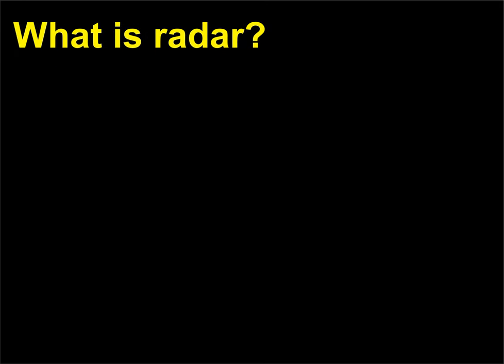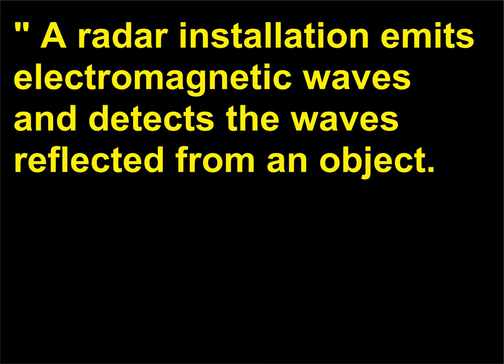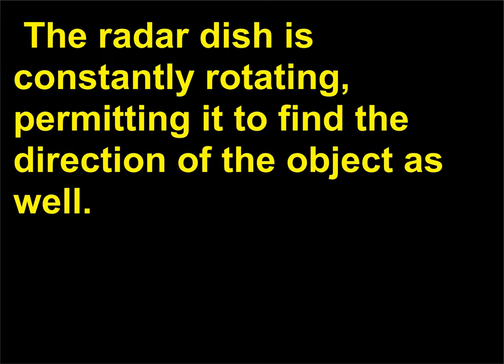What is radar? Radar is an acronym for radio detection and ranging. A radar installation emits electromagnetic waves and detects the waves reflected from an object. It measures the time for the echo to return to find the distance of the object. The radar dish is constantly rotating, permitting it to find the direction of the object as well.